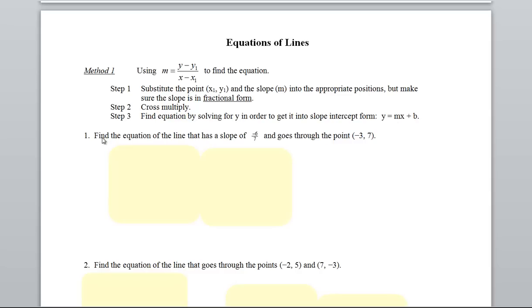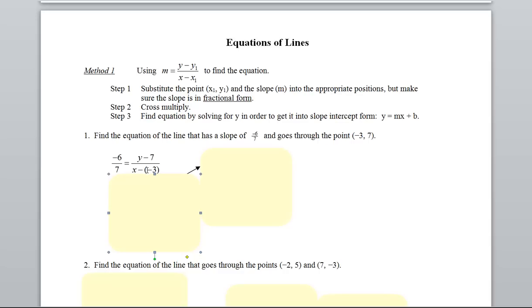So my first example here, I want to find the equation of the line that has a slope of negative 6/7 and goes through the point negative 3, 7. Okay, so first thing I'm going to do is put everything in the appropriate position. So here's my slope. It was already in fractional form, and notice I put my coordinate point for y sub 1 and x sub 1. So I've got 7.